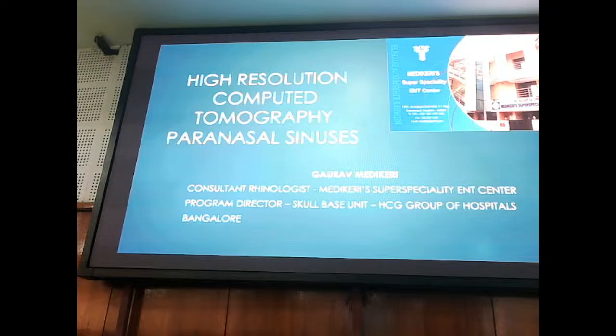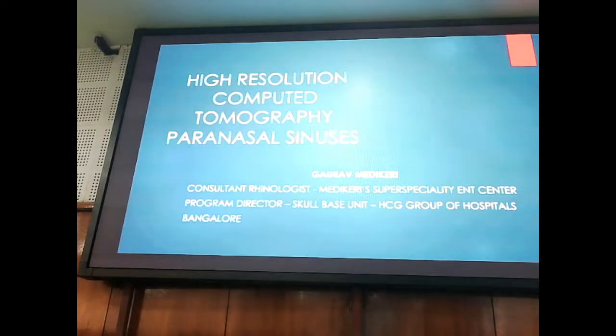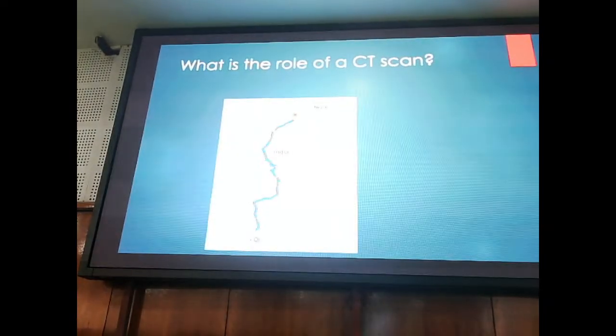So warm welcome to all of you. Without wasting any further time, we are already 15 minutes late now. So we'll just start off with how to read a CT scan of the nose and paranasal sinus.